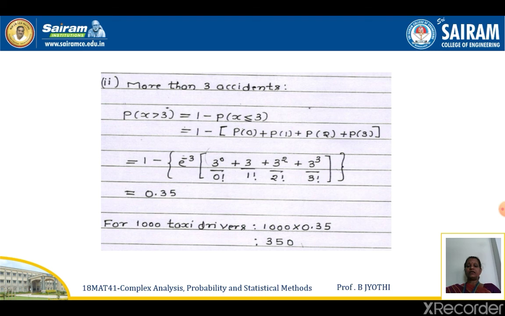So substitute in p, not in the f here. P of 0, 1, 2, 3. When we substitute, we are getting 0.35. And this is only the percentage. So for how many taxi drivers is it? It is only for 1000 taxi drivers. So we need to multiply this percentage with the number of taxi drivers. So when we do this, we are getting exactly 350. What is this number actually? Out of 1000 taxi drivers, we have only 350 drivers who will be having more than 3 accidents. This is the answer.